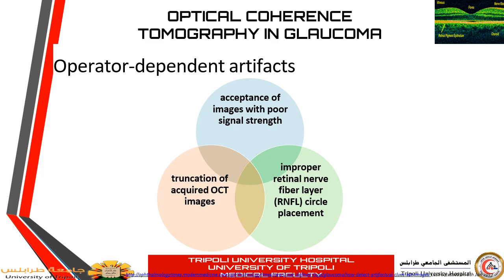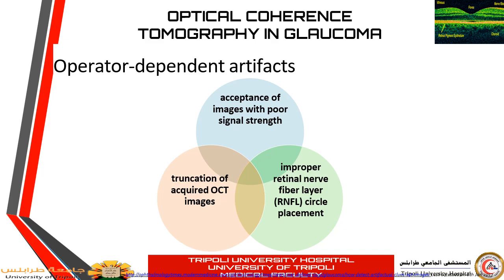One of the most important things: before you give a diagnosis after reading the OCT map, look at the signal intensity or signal quality. If the signal intensity and the signal quality is poor, you have to repeat your exam. Don't jump to give a diagnosis with a poor quality OCT. And this signal intensity is very important.